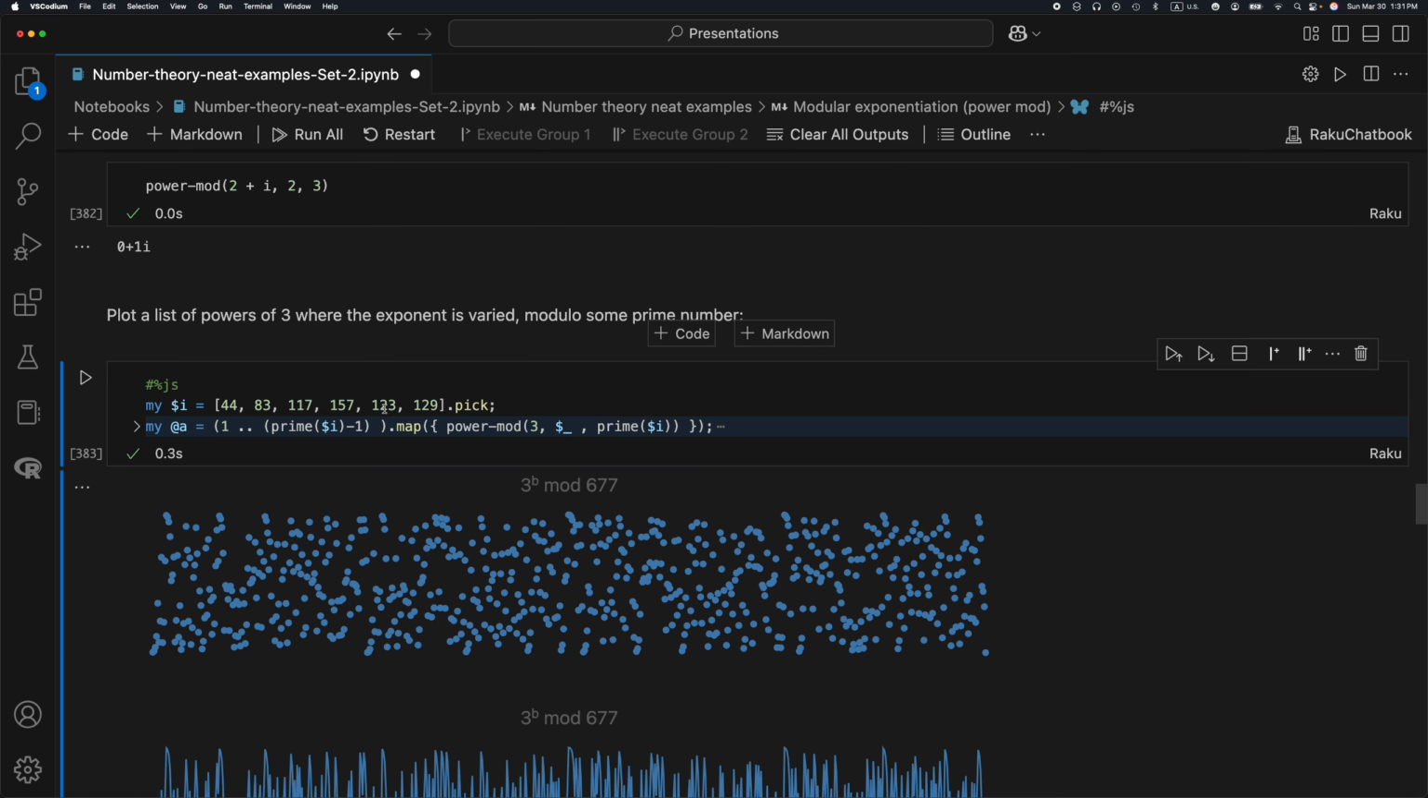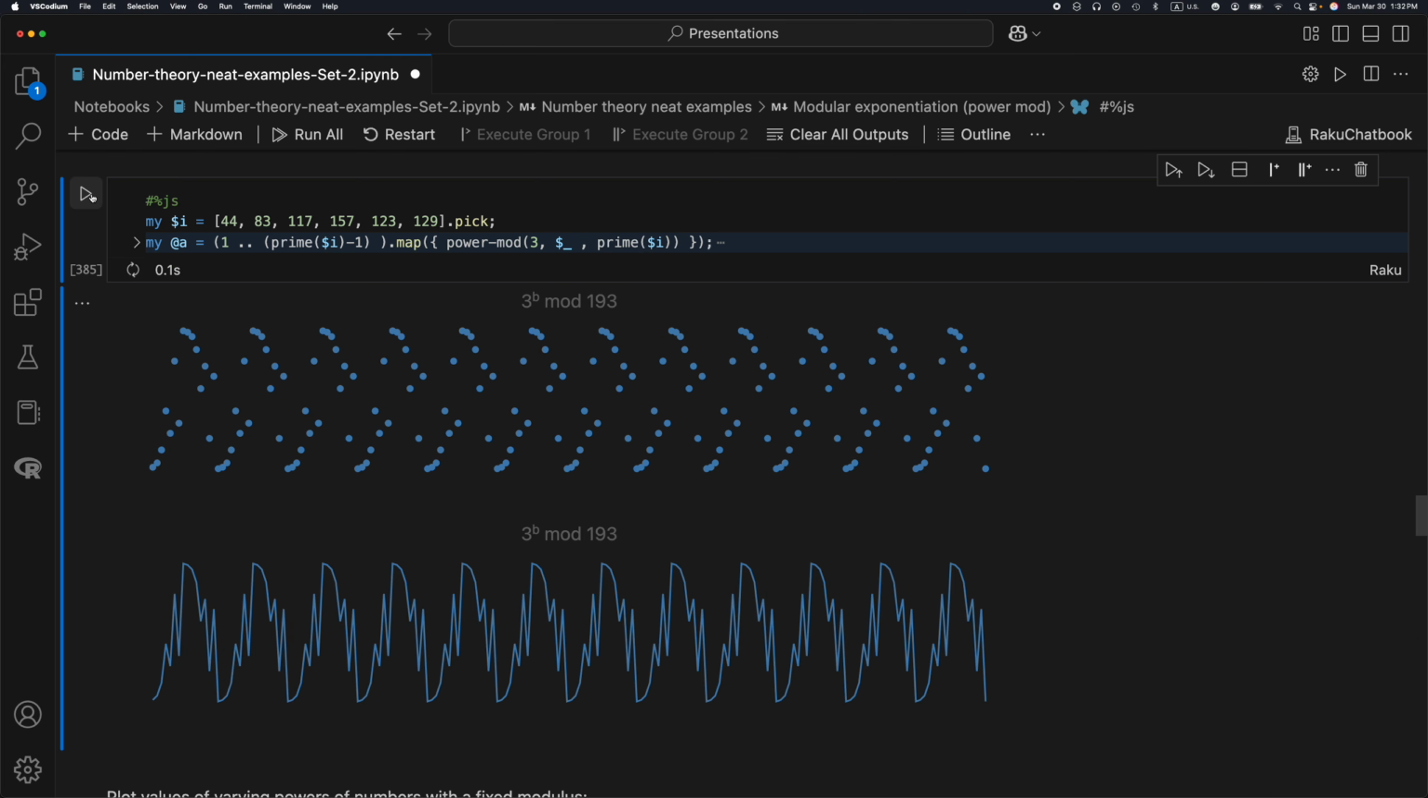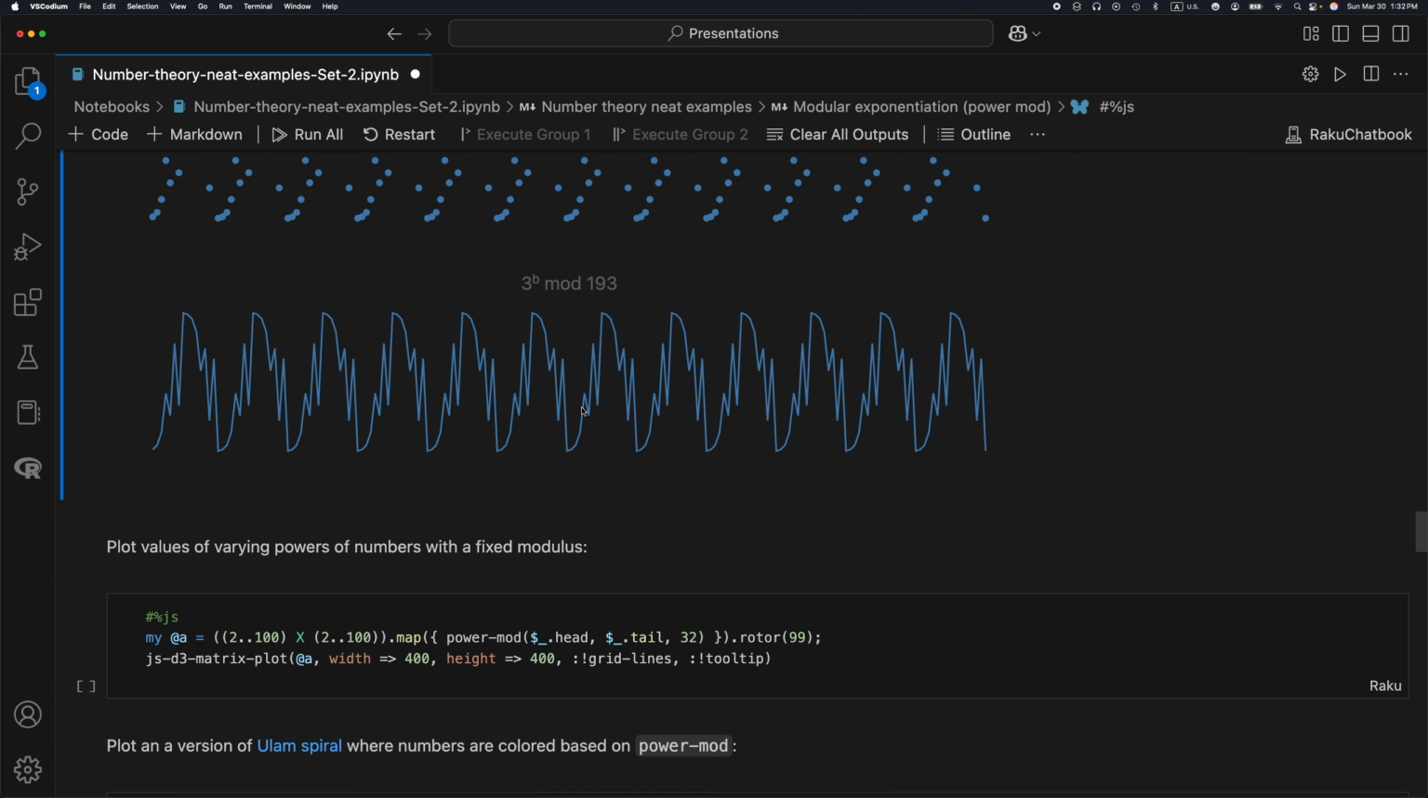So let's actually show some examples here. Again, I'm using prime, and so these are indices, or indexes, for primes. I'm picking randomly one of these indexes, finding the numbers between 1 and the corresponding prime minus 1, and then I'm using power mode. So 3 is being exponentiated with the numbers here iteratively, and then we find the remainder by dividing by the corresponding prime of the index. Some of these are very nice. I would say probably this is the nicest. This is the first which I think I produced.